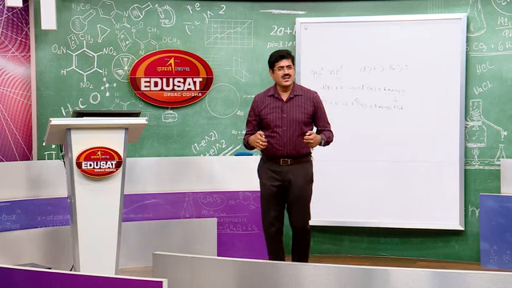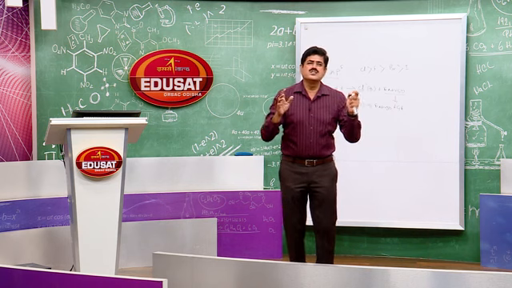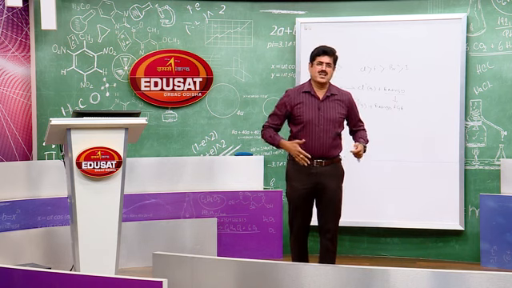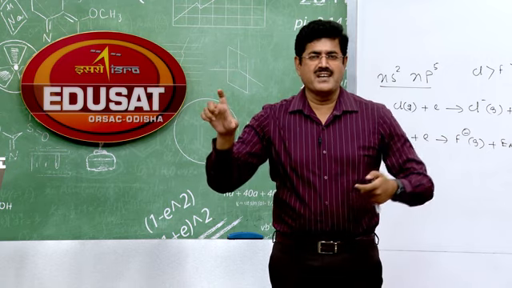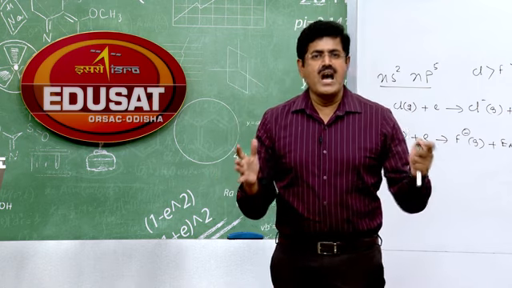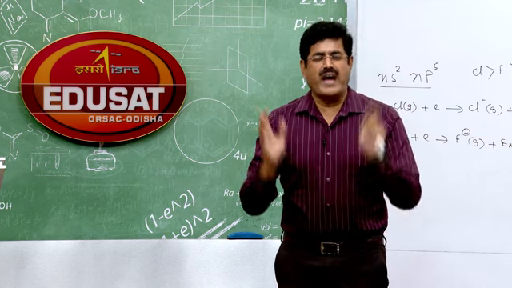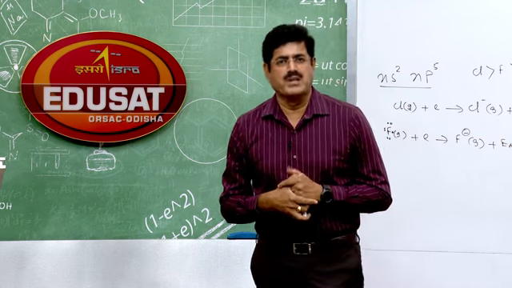Is that clear, students? I think you must have proper understanding. Let me once again refresh you. Halogens are colored. You have to remember the color of the halogens: fluorine light yellow, chlorine greenish yellow, bromine red color liquid, iodine a violet solid, depending upon the amount of energy absorbed in the visible region.